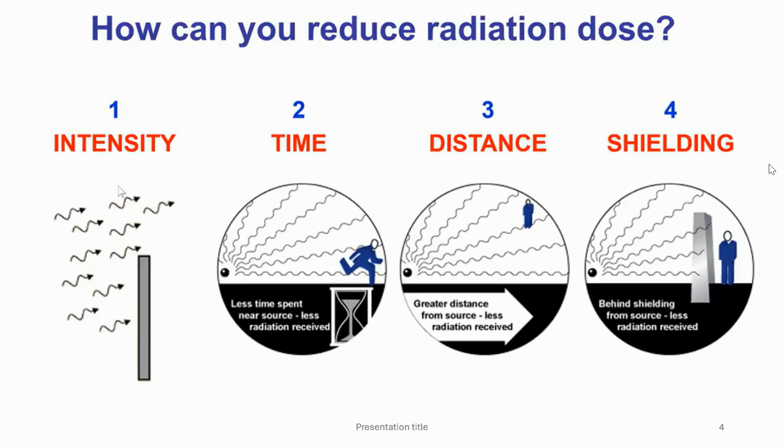How can you reduce the radiation dose? By four factors. The first one is the intensity. To reduce the intensity of radiation, you are going to reduce the radiation dose by reducing the time. Less time spent near the source, less radiation received. By greater distance from the source, less radiation received. Using shielding, behind shielding from the source, less radiation received.